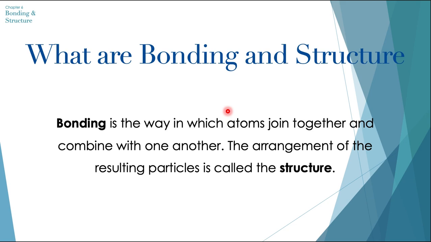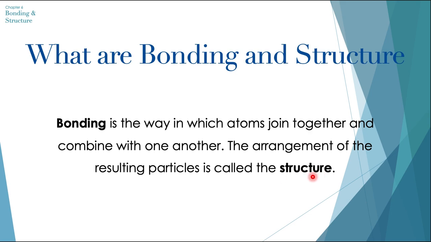So, what are bonding and structure? Let's understand this first. Previously, we have learned how protons, neutrons, and electrons are arranged in atoms. So, it is the arrangement of these electrons, in particular the valence electrons, which is important in bonding. Bonding is the way in which atoms join together and combine with one another. The arrangement of the resulting particles is called the structure. So when different atoms bond together, the particles make an arrangement, and that is called a structure.